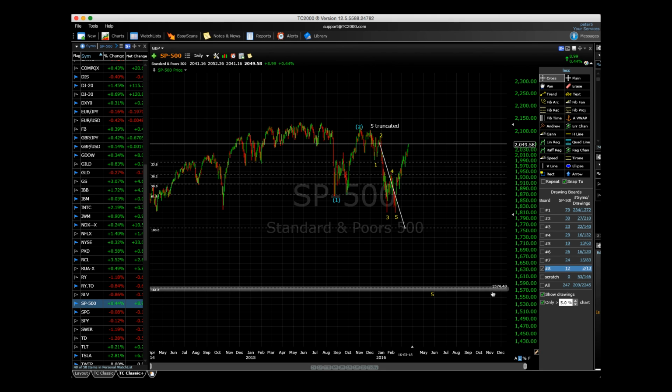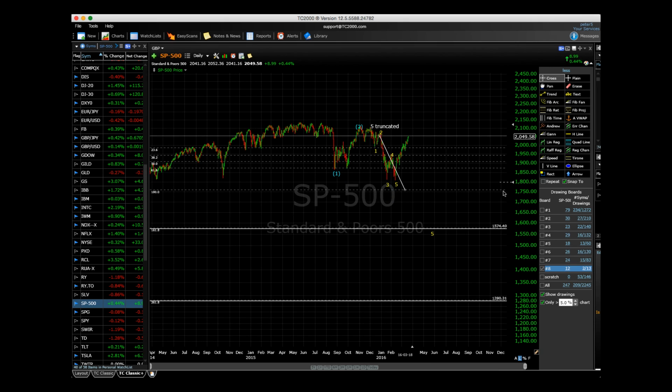So this suggests that we're going down to 1574 in the S&P 500. It also could expand to 2.6 times the length of this first wave, and so it could go down to 1280. So those are the first 2 targets based on my bear count.